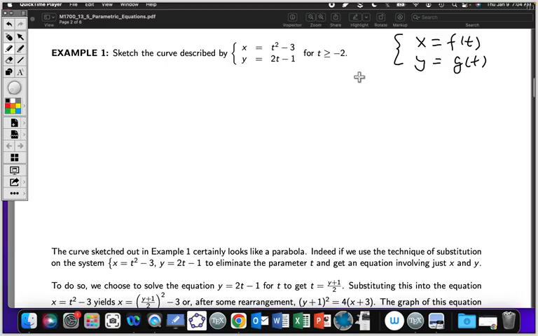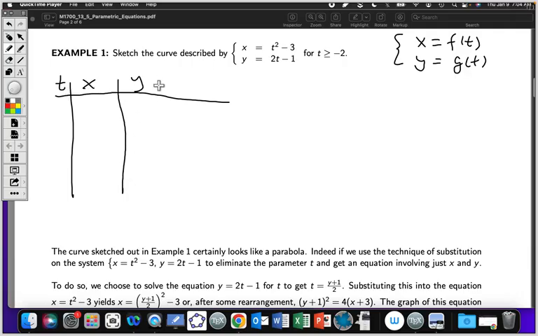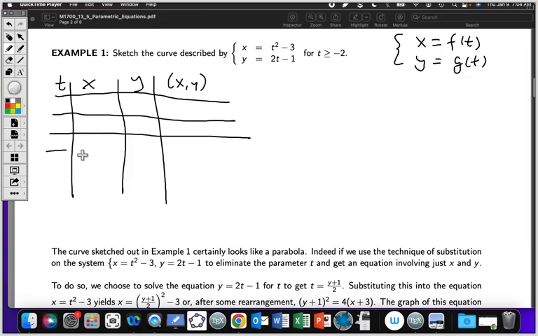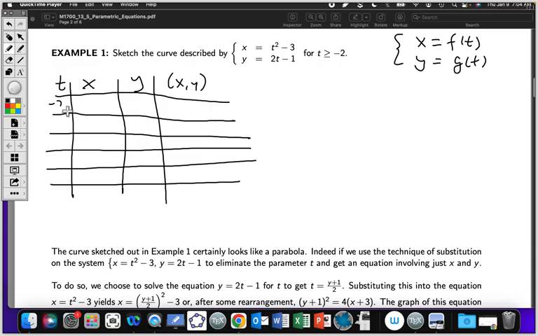So if we wanted to start sketching this graph, we can go back to how we sketched graphs of functions back in college algebra by plotting points. So we can make a little table of values here. We'd have the t values, the x values, the y values, and then the point on the curve, x comma y. So they say to start, t is greater than or equal to -2. So we could start at -2 and then plug in some friendly values for t. So -2 to 2, say.